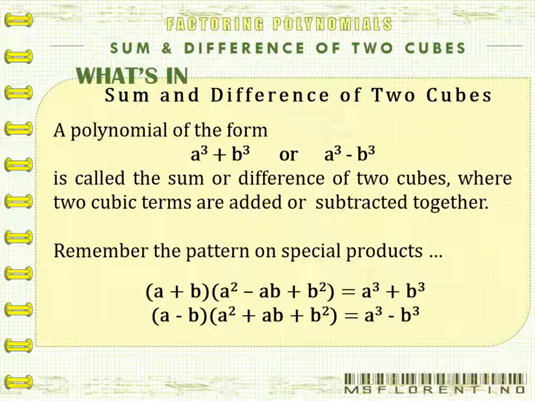A plus b multiplied to the trinomial a square minus ab plus b square, the product we get is a cubed plus b cubed. On the other hand, if we multiply a minus b with the trinomial a square plus ab plus b square, the product we get is a cubed minus b cubed.